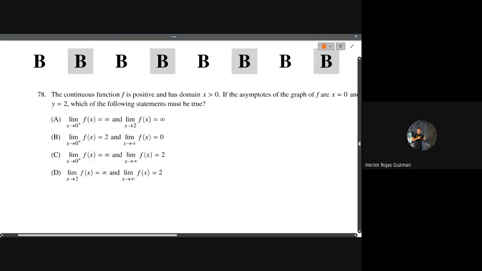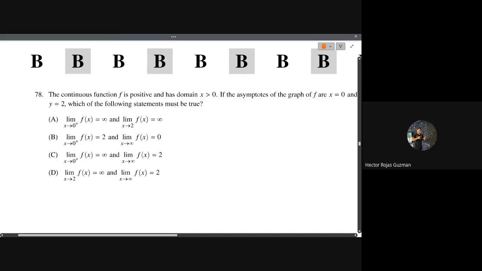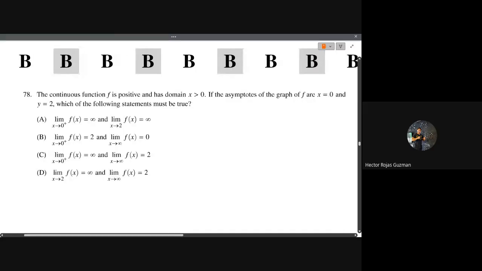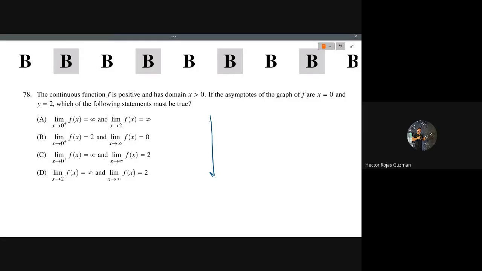The continuous function f is positive, and it has a domain of x greater than 0. If the asymptotes of the graph are x equals 0 and y equals 2, ooh, let's sketch it out. If the asymptotes of the graph are x equals 0 and y equals 2, which of the following statements must be true? Whenever you have asymptotes, the graphs basically follow the asymptotes.